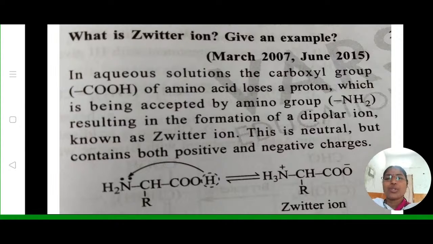Okay, so this is neutral, because positive and negative charges are developed in it. It is neutral overall, but it contains both positive and negative charges. Okay, this is the Zwitterion. In this question, the Zwitterion definition carries 1 mark and the example carries 1 mark.